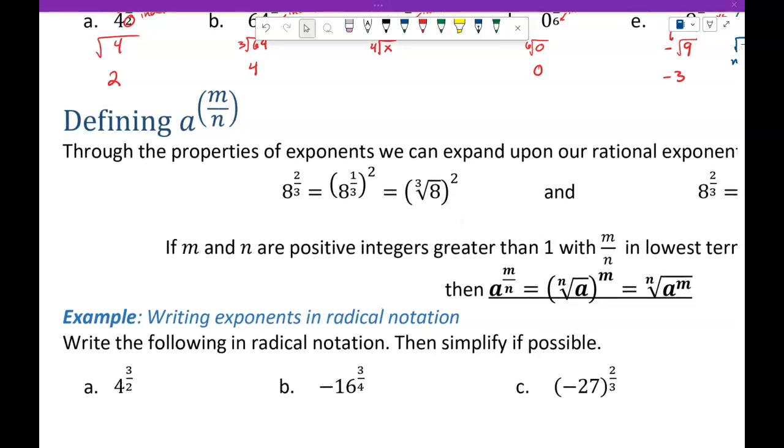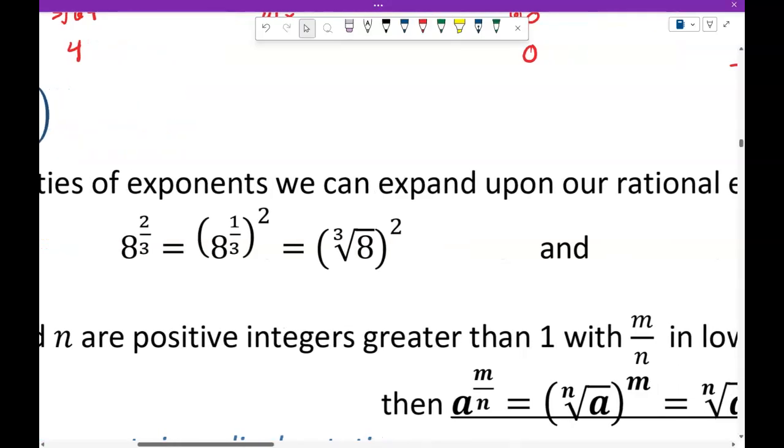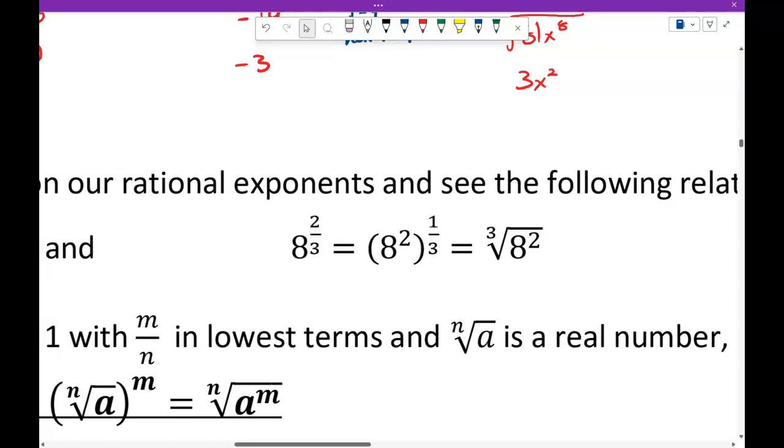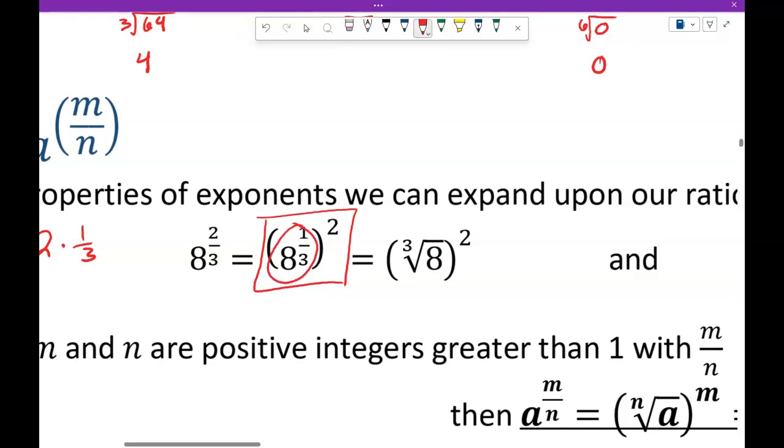Let's take a look at what happens when our numerator is something other than 1. We have some different positive integer value. Through our properties of exponents, we can expand this. So 2/3 is equivalent to having 2 times 1/3. And using the power rule of our exponents, we can expand on this as either writing it as an exponent of 1/3 to the second power, or the second power raised to an exponent of 1/3. Either way works.